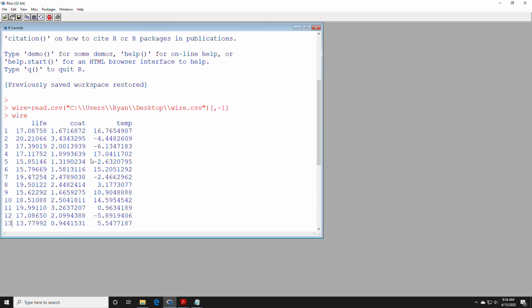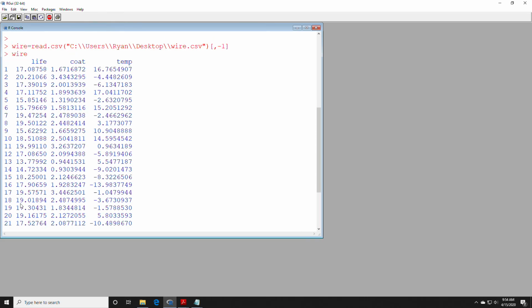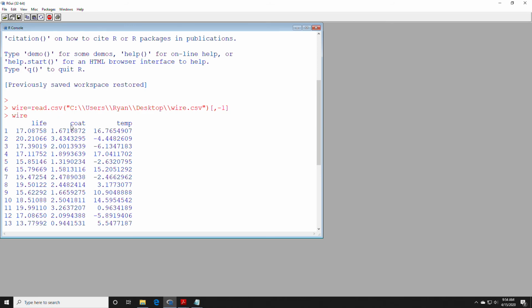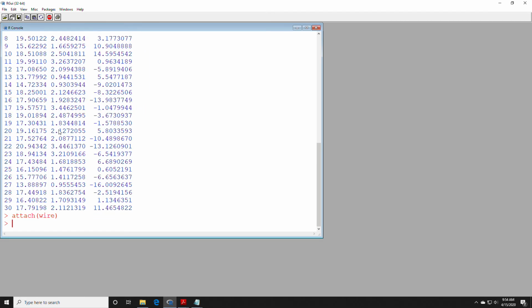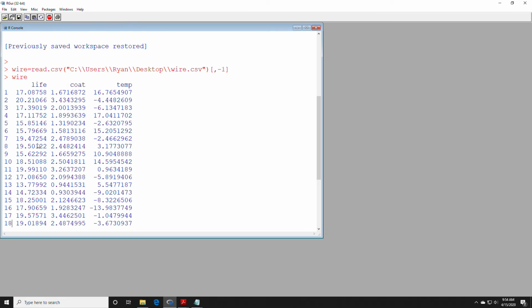Okay, so we can see we have our data in. We have 30 observations. We've measured lifetime, coating, thickness, and temperature. And notice that what I called my data set does not conflict with one of the column labels. If it did, that would be a bad choice because it would prevent me from attaching it. Remember, attaching it is what allows us to use these labels directly instead of having to use the bracket trick. So I can attach my wire data set so that I can use my column labels.